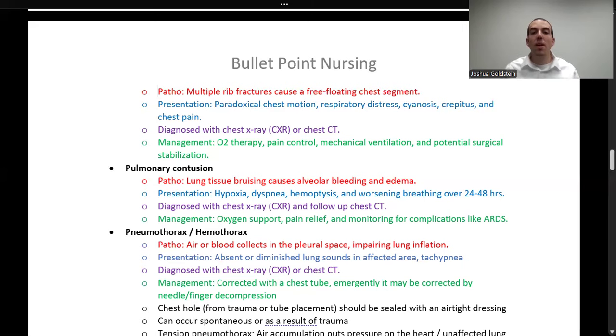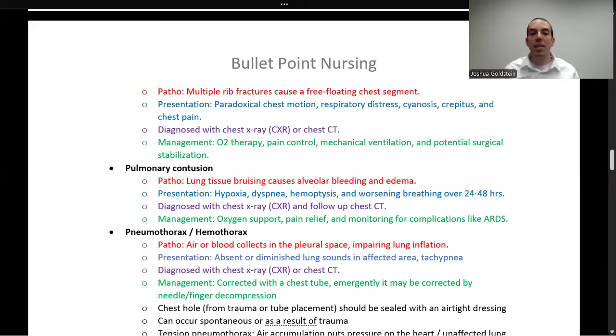A chest hole that is either a result of trauma or placing a chest tube must always be sealed with an airtight dressing. Otherwise, we're going to make the problem worse. So if a patient does have a chest tube that was put in, usually on the side of the ribs, when the doctor sutures that into place, we do need to put an airtight dressing on that in order to prevent any more air from getting in there and causing different problems.